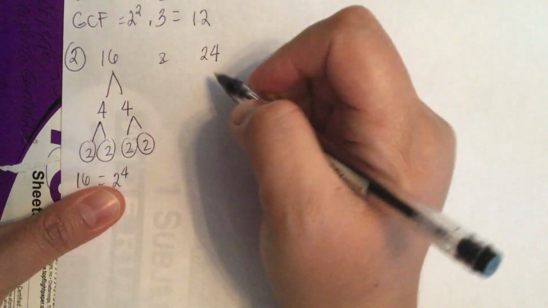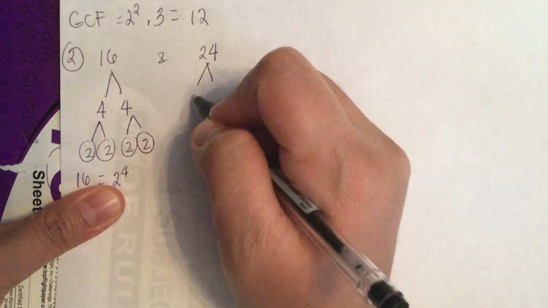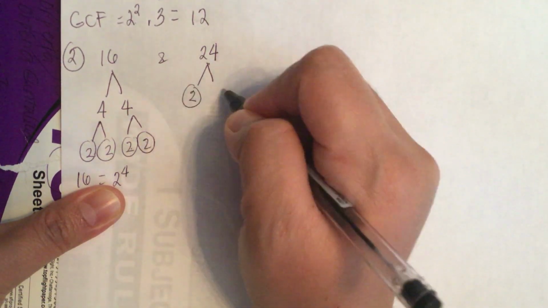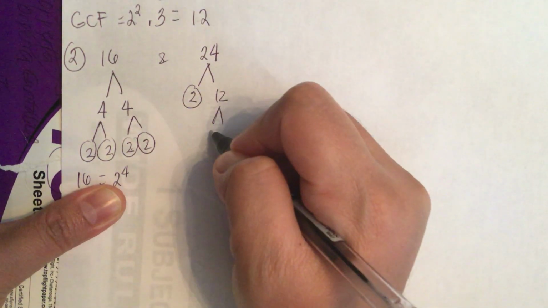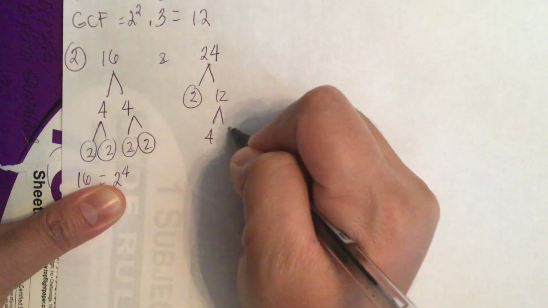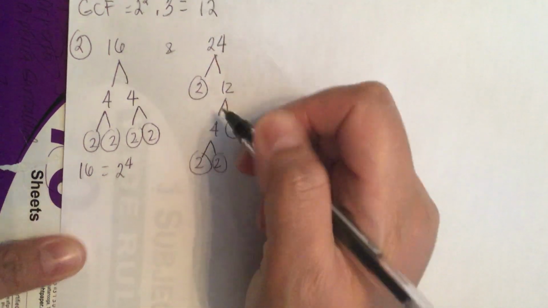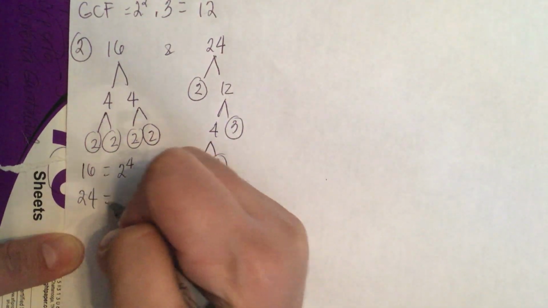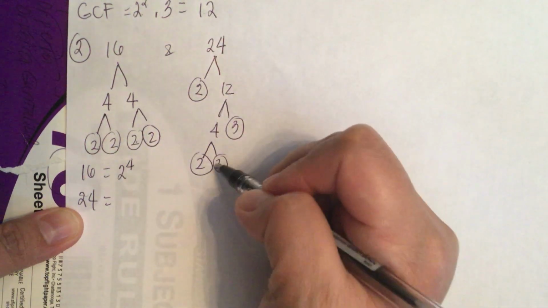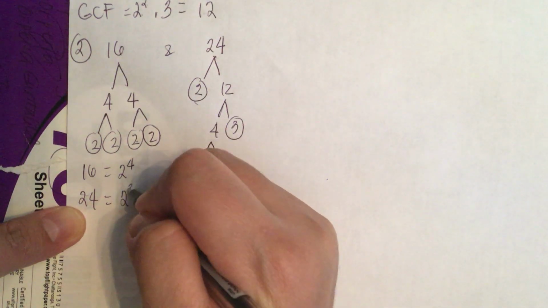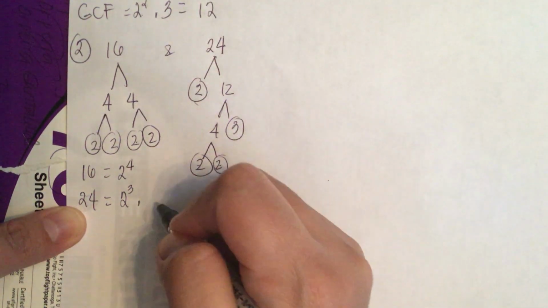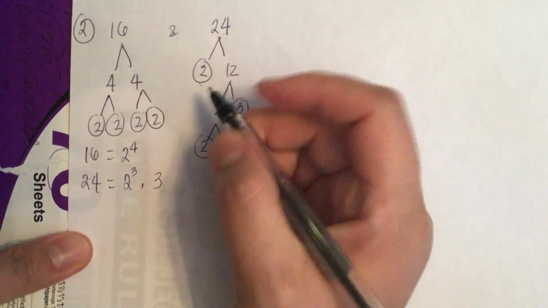Now let's do the 24. This is 2 and 12, and then we have 4 and 3, and then 2 and 2. So 24 is equal to, how many 2's? 1, 2, 3. So 2 cubed times 3.